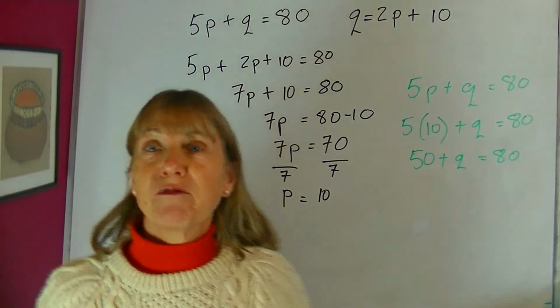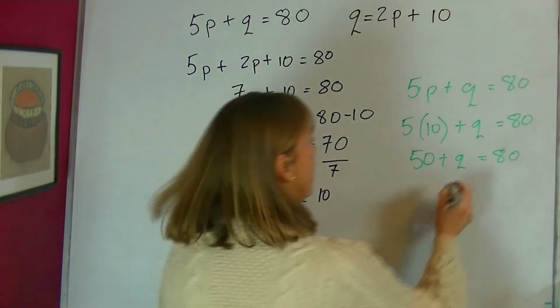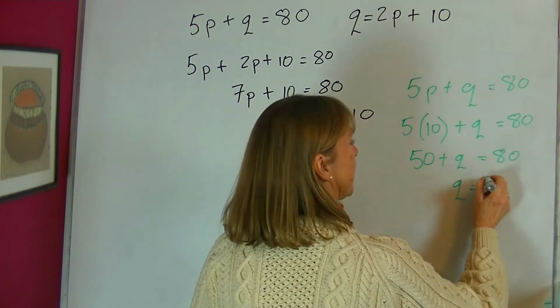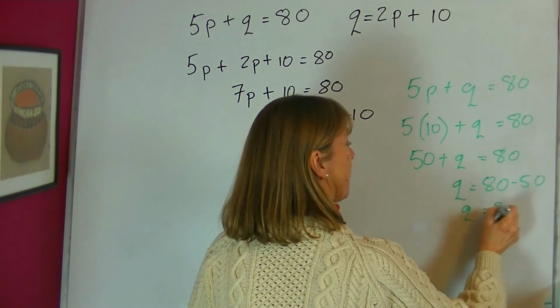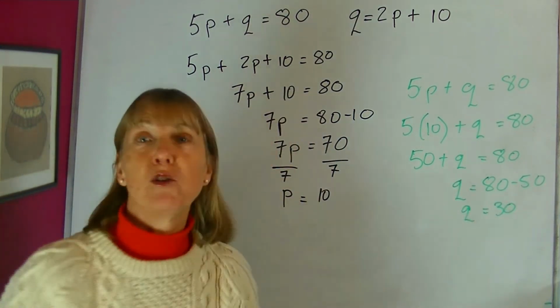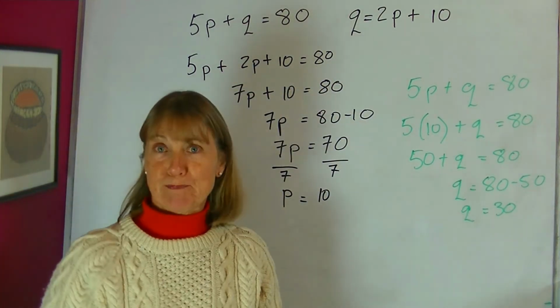So we just need to get 50 of it over to the other side, which means it goes negative. So q equals 80 minus 50, q equals 30. So here's our unique solution, our new unique pair of p and q.